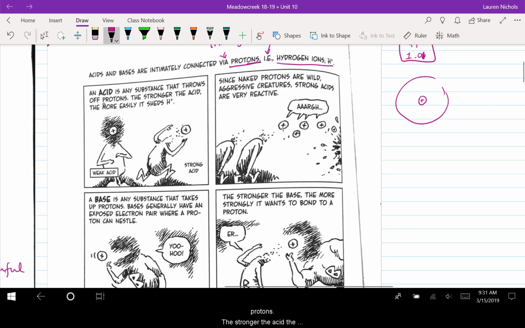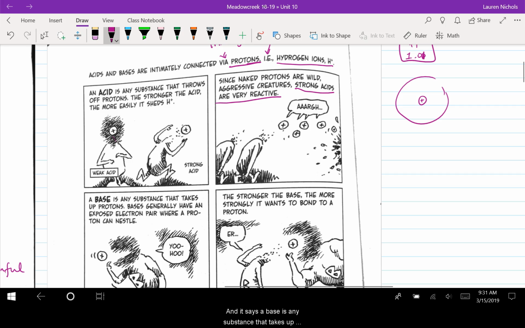The stronger the acid, the more easily it sheds H plus, or protons. So you can see in this picture, this little acid kind of person has a proton, and the strong acid, the proton is kind of coming off of its head. Okay, it says since naked protons are wild, aggressive creatures, strong acids are very reactive. Okay, so they're very reactive.